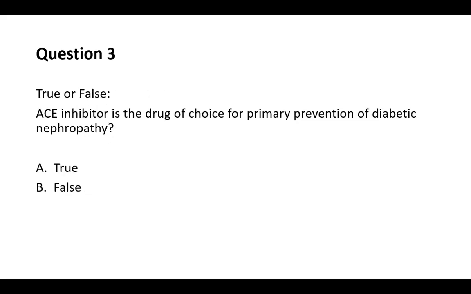Question number 3. Yes. The one with the hat, yeah.